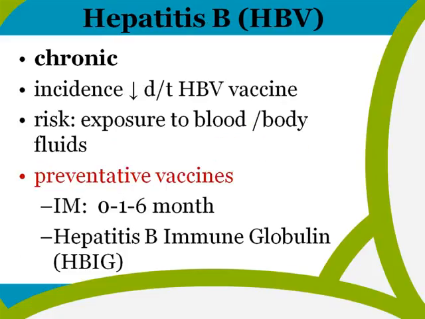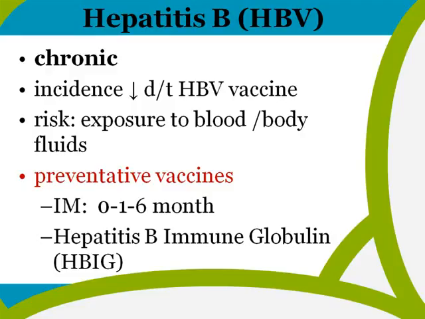Hepatitis B is our next hepatitis. This does cause a chronic hepatitis state. The incidence has decreased because of the hepatitis B vaccine that most of us are familiar with. We get a series of 3 shots over a 6-month period of time, and they are given in the muscle. 95% effective in most cases.